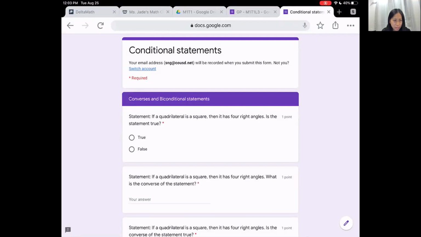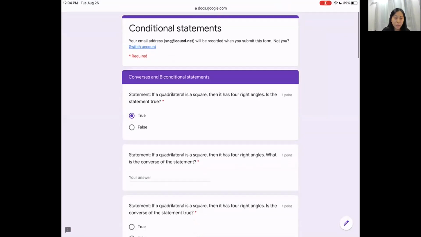Converses and, wait, that's not right. Oh, I must have skipped ahead. Oopsies. Okay, conditional statements. Statement: if a quadrilateral is a square, then it has four right angles. Is this statement true? You guys remember? Does a square have four right angles? True. Yes. A square does have four right angles. Good, good. Now we have to write the converse.